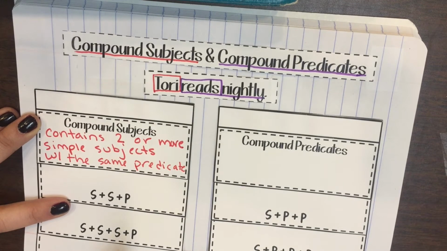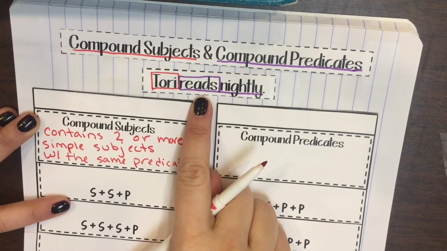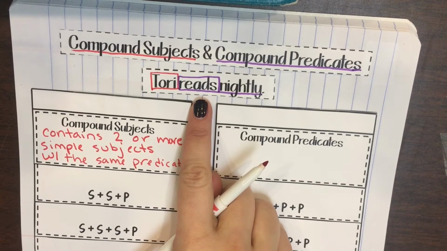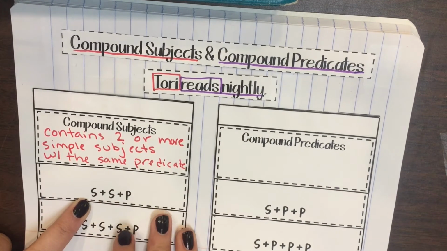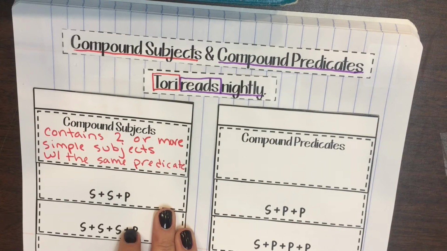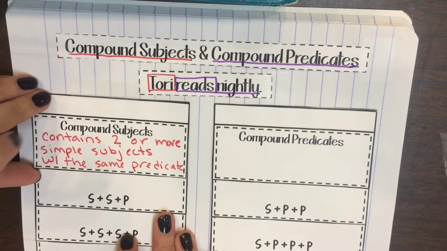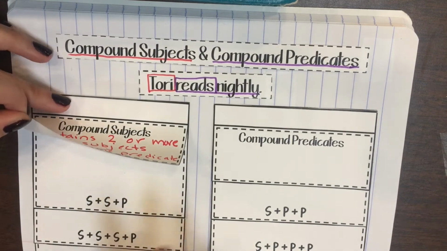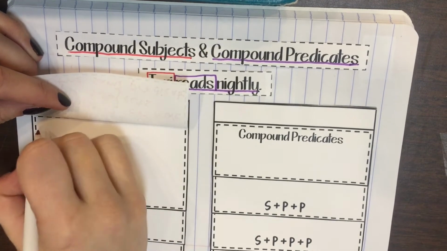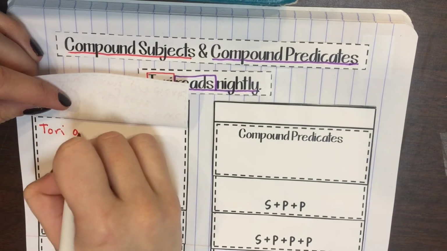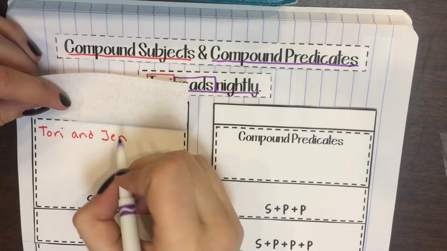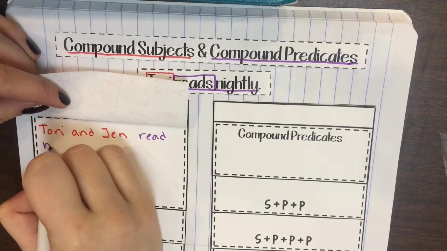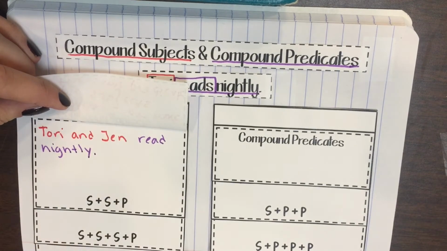So we have our example sentence up here, Tori reads nightly. We want to have now 2 subjects. In this one we just have 1, now we want to have 2 to work on this compound subject. So let's give Tori a friend. You can give her friend whatever name you would like. I'm going to name Tori's friend Jen. So we have Tori and Jen. Then I switch into my purple for the predicate, reads nightly. And now we have a compound subject.